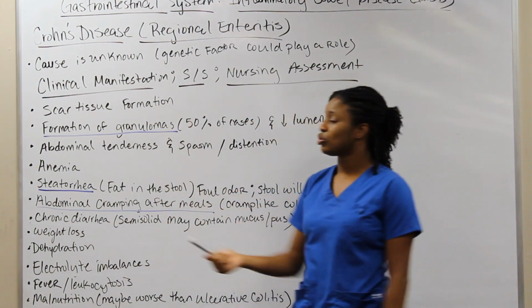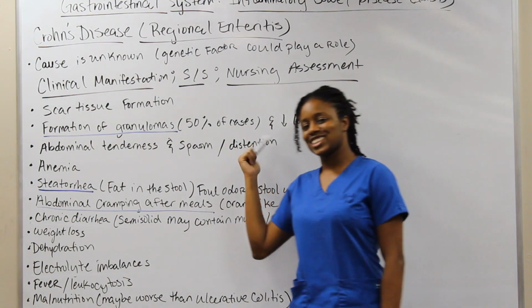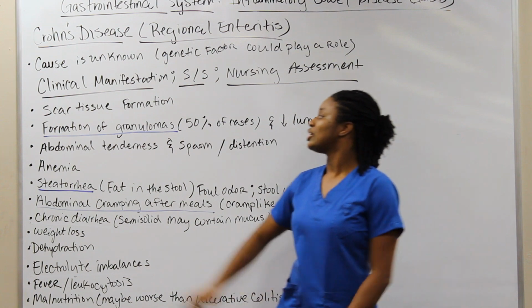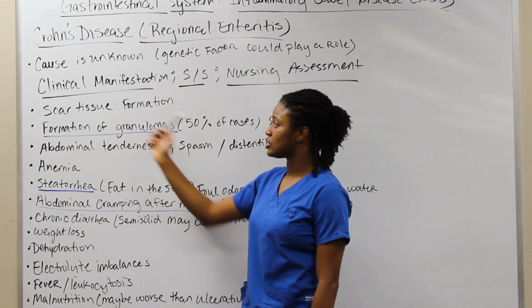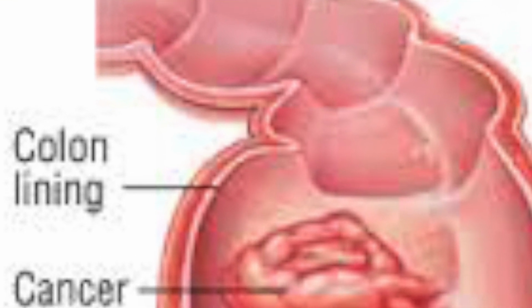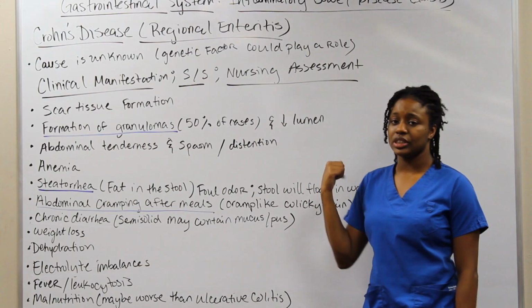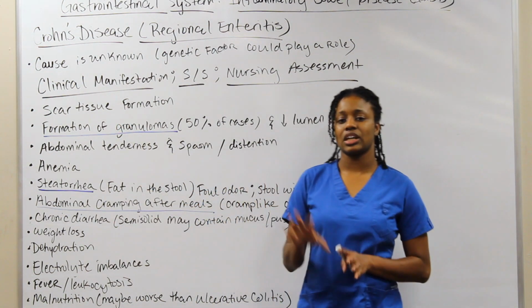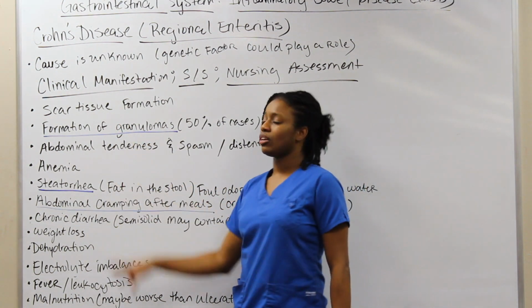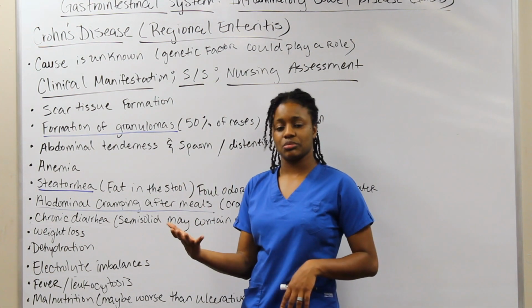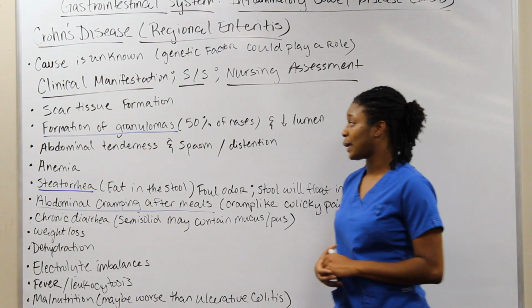Also, we have your clinical manifestations, which we know is your signs and symptoms, which is also known as your nursing assessment. So these are the things that you're going to see: scar tissue formation, formation of granulomas. It happens in 50% of the cases, okay, and a decrease in lumen. Everything that I have in purple, again, is mainly what stands out for Crohn's disease. Everything else is what they share in common, similar to the signs and symptoms for ulcerative colitis, okay?